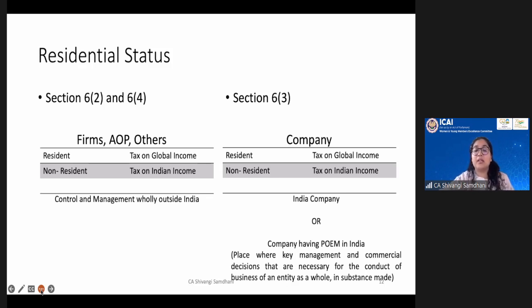So if a foreign company is incorporated outside India, and the major decision making happens in India only, and the minutes of the board are written outside India, or signatures happen outside India, then also it will be an Indian company only. And the moment it becomes a resident company, the global income is to be offered for taxation.